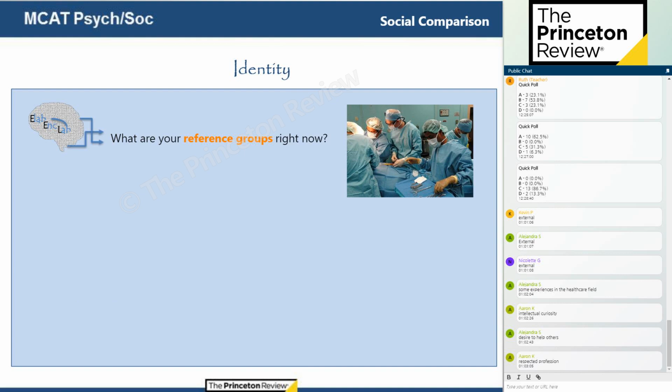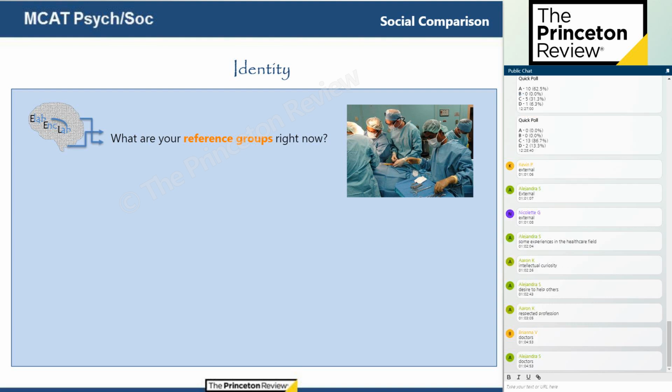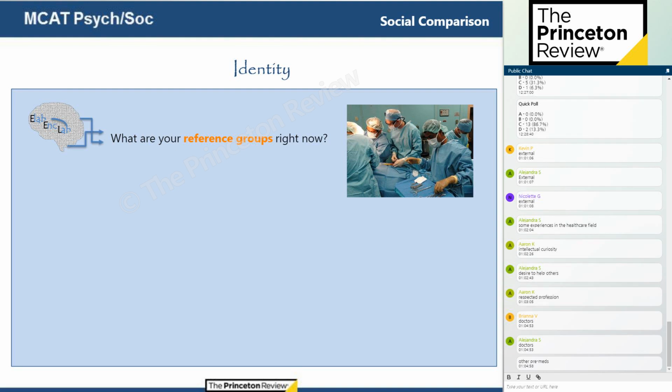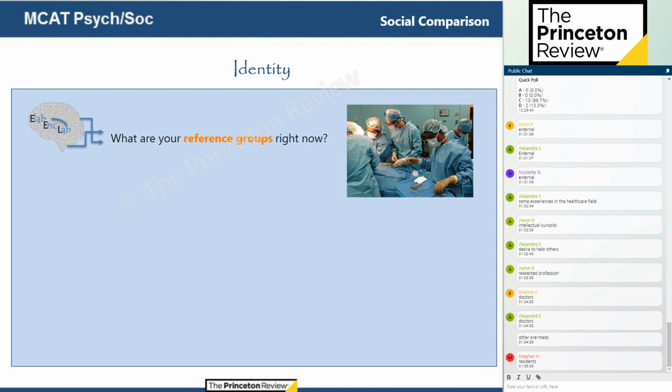So we often use reference groups. What are yours right now? What are some of your reference groups? Doctors, yeah. Yeah, other pre-med students. And med students, right?